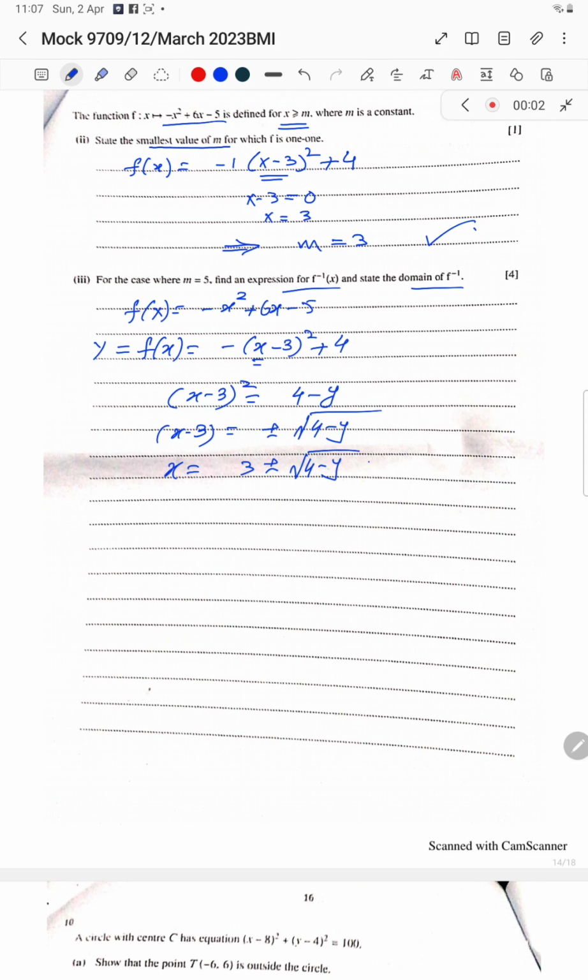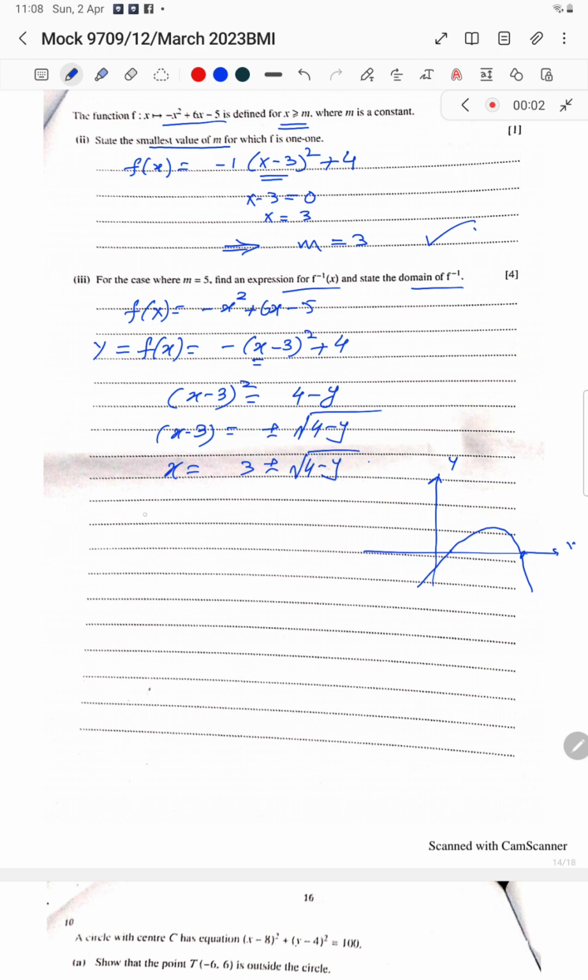Here we also have to find, given that m is 5, the expression of f inverse and state its domain. If you go with the shape of this one, generally if you draw it, you can have this shape, right? So this is the x-axis, this is the y-axis. Because a is negative here, it is concave down.